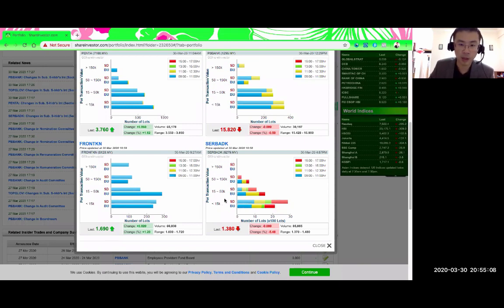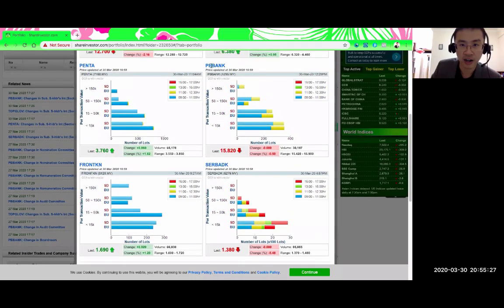But what is more important is more than 150K. More than 150K tells us whether the big players are there, because if they enter a trade worth more than 150,000, it will be flagged here. For example, for Public Bank, there is a big player that sold down in the period of 9 to 11 a.m. in the morning, and then this much volume was sold down from 11 to 12:30. Any trade value more than 150,000, we consider a big player.